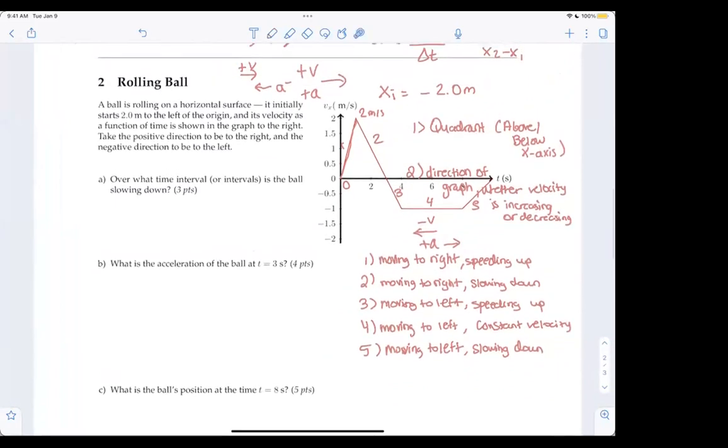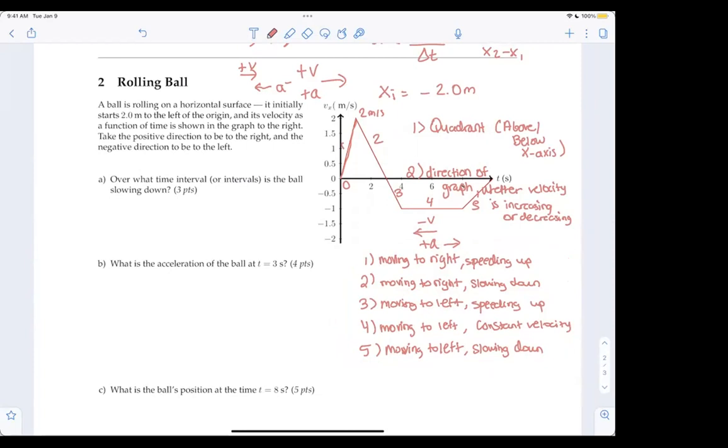So part A now, finally, is asking what time interval the ball is slowing down. You look over here. We can see that section 2 is slowing down, and section 5 is slowing down. So from 1 to 3 seconds I'm slowing down, as well as 8 to 10 seconds.